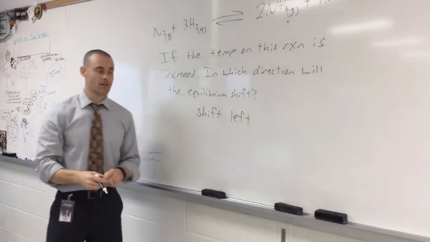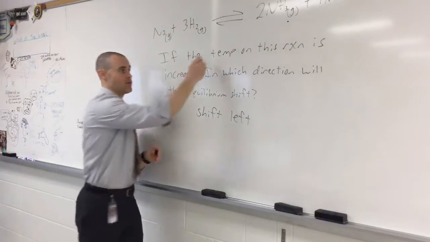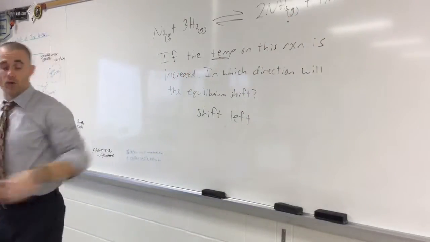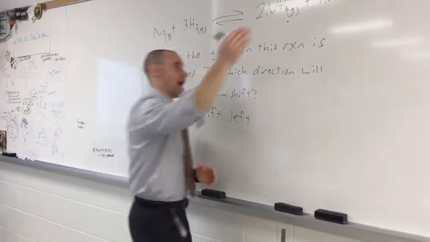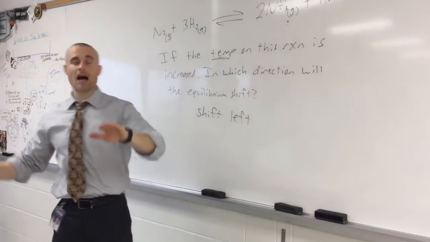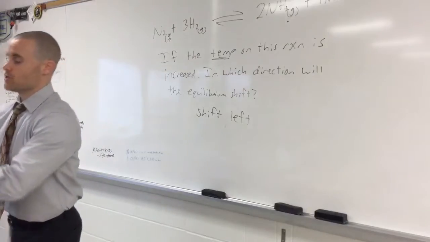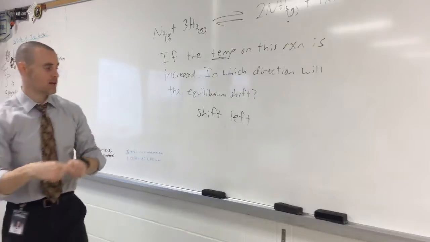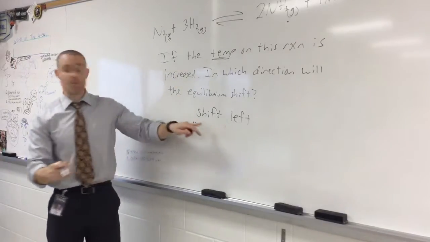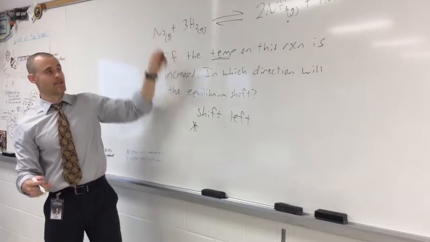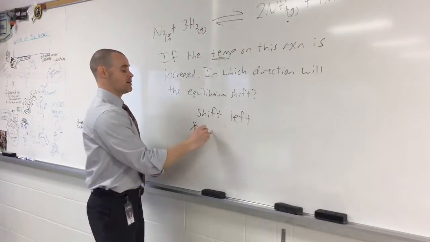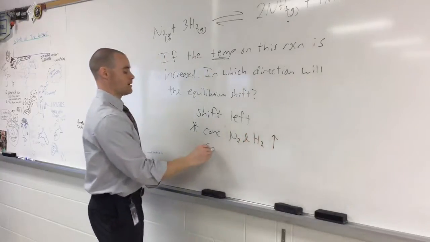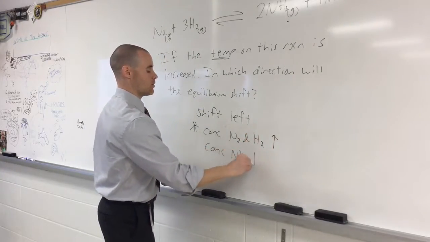You shift left, and that's because when you increase the temperature, you're increasing the amount of heat. If you add heat to this reaction, you're adding heat to this side. It doesn't want any more, it only wants 91.8. So it shifts some of that to this side to go back to being balanced. And if we're shifting left, that means we're making more reactants, less products. So our concentration of N2 and H2 will go up. Our concentration of NH3 will go down.